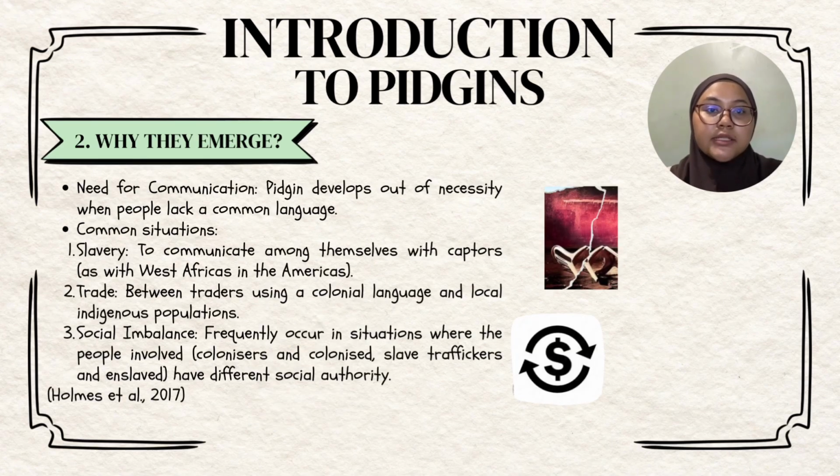So why do they emerge? First of all, because of the need for communication. Pidgin develops out of necessity when people lack a common language, and often this happened in tough times like slavery, where people from different language groups had to find a way to connect. And simple trade also pushed pidgins to develop, as it is a basic language for buying and selling. Not to mention, pidgins frequently occur in situations where the people involved, such as colonizers and colonized, slave trafficker and enslaved, have different social authority.